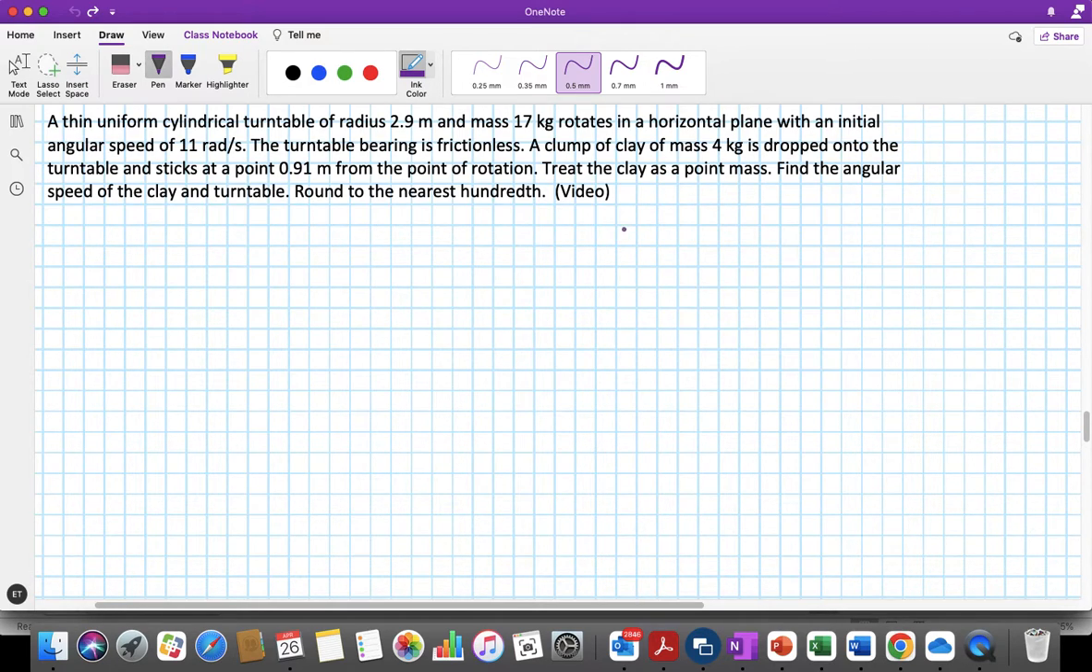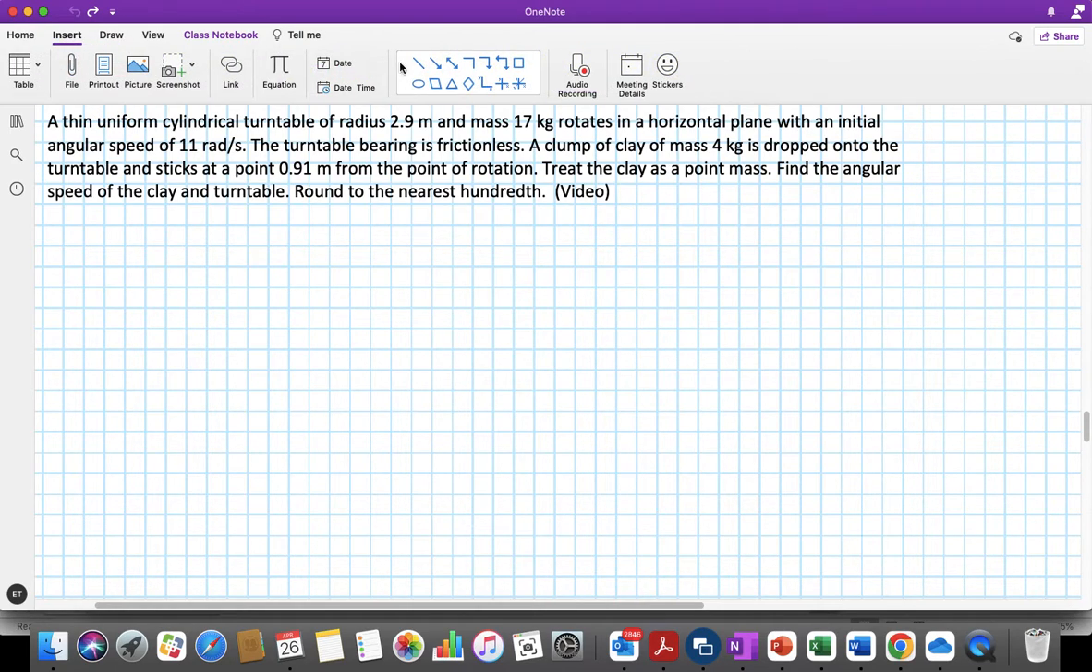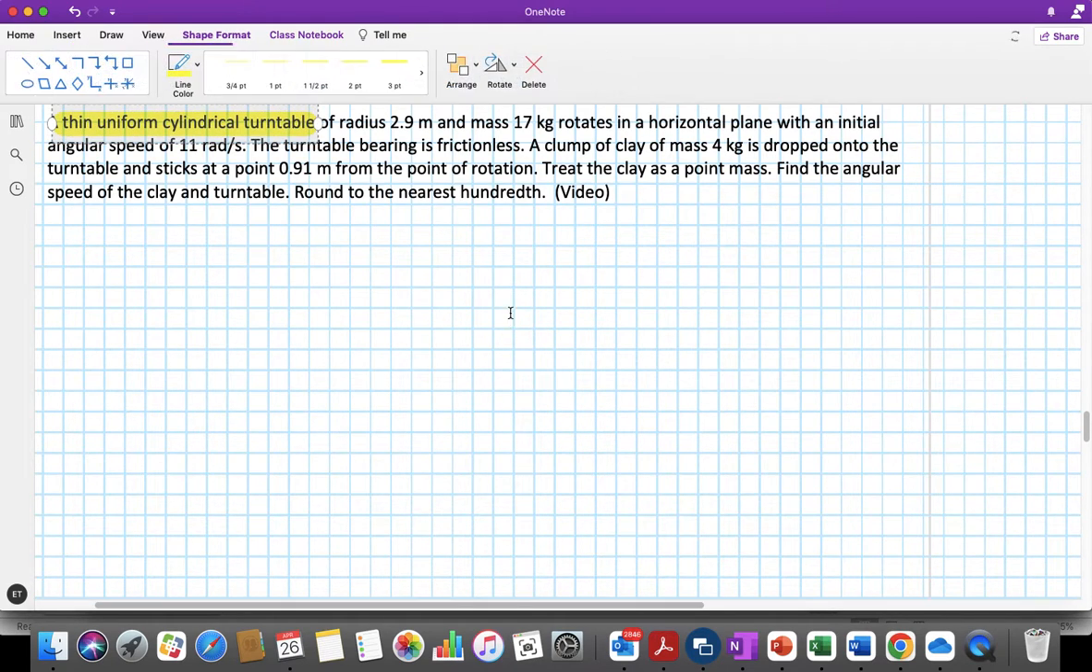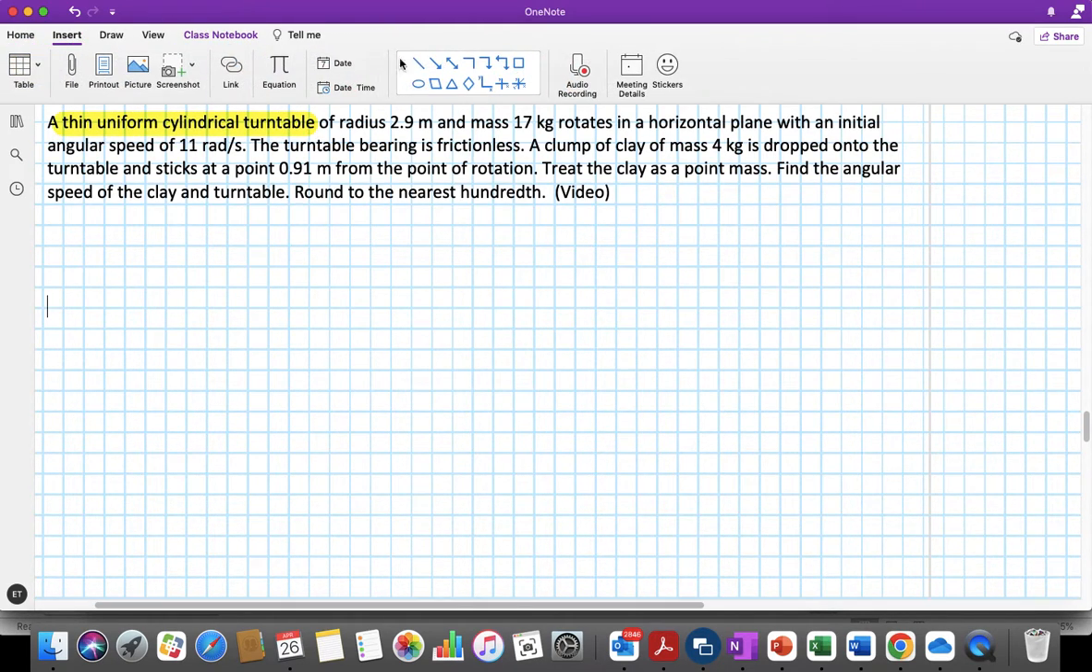Okay, so there's a lot of information packed in here. So basically we have a turntable. You can think of it as a disc, right? And then something drops and sticks to it. You can think of it as a record player, more or less. The first thing I want to do is specify subscripts for both objects which are part of this problem. The first one will be the thin uniform turntable, and the next one will be the clay.